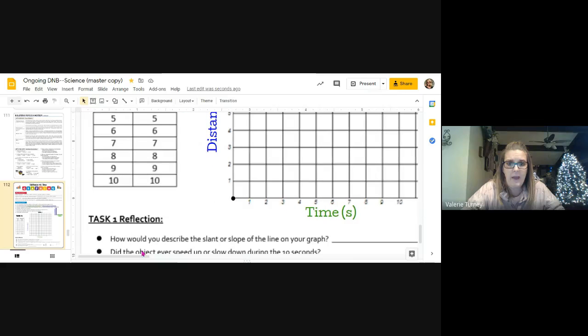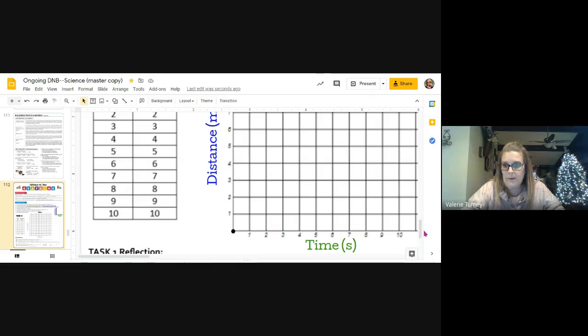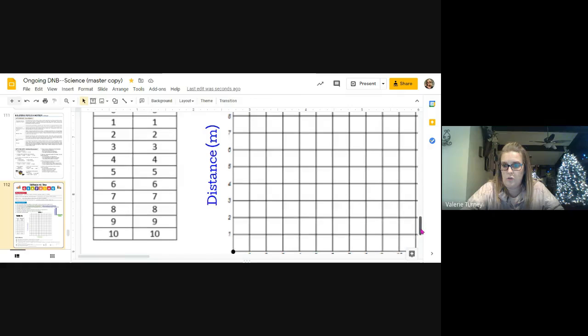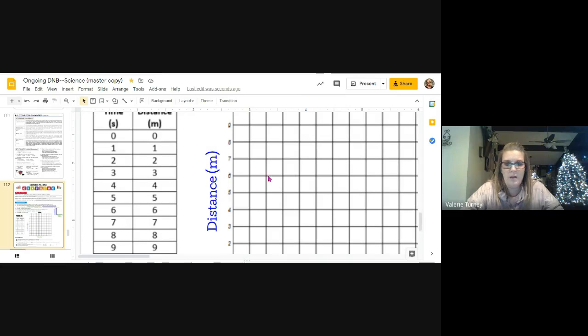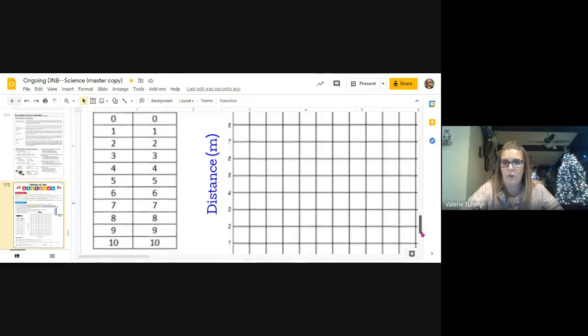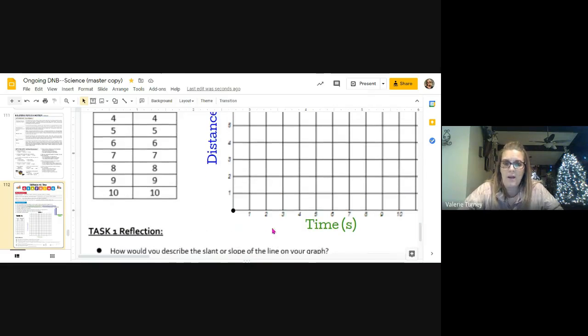All right, and then at 1 second, they had walked, I'm going to go up some further so you can see it. At 1 second, they had walked 1 meter. At 2 seconds, they had walked 2 meters. At 3 seconds, they had walked 3 meters. So let's take a look at what that would look like, okay? All right, so at 1 second, which is right here, this is 1 second, they had walked 1 meter.